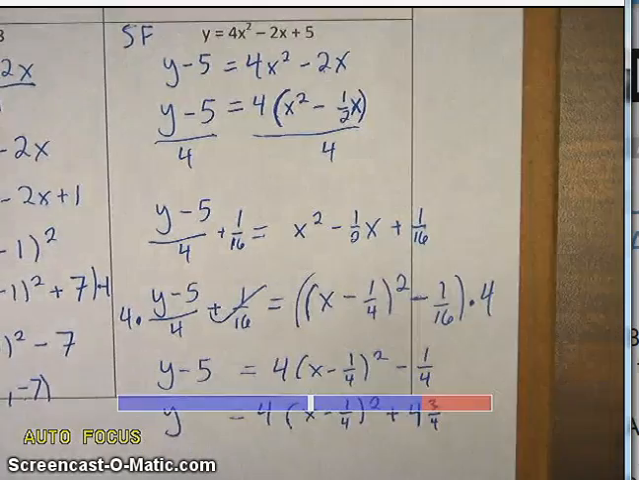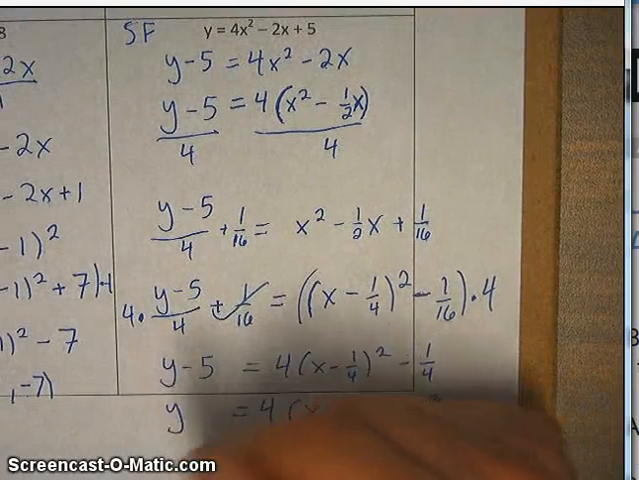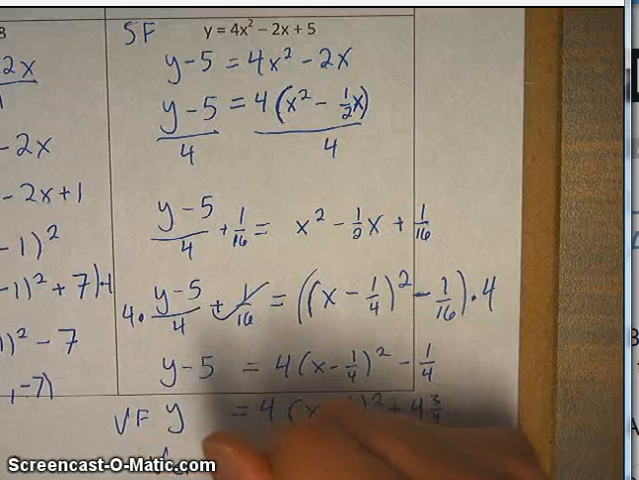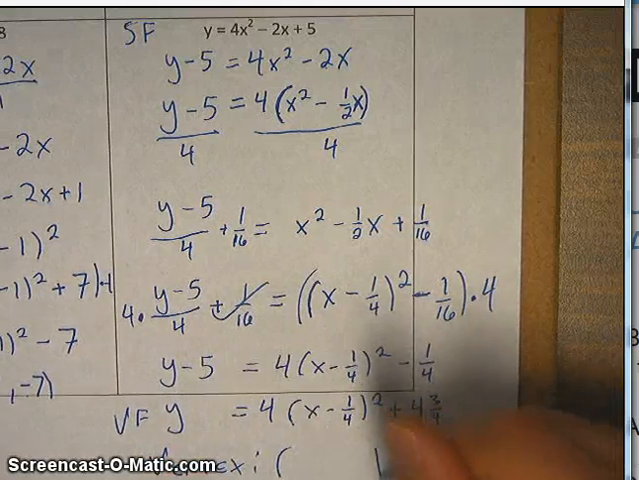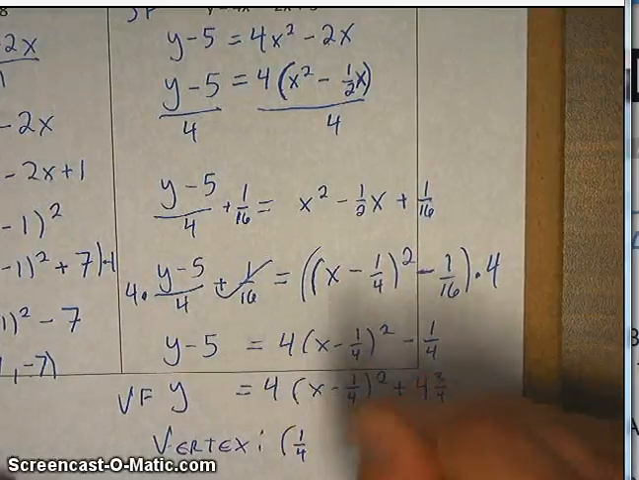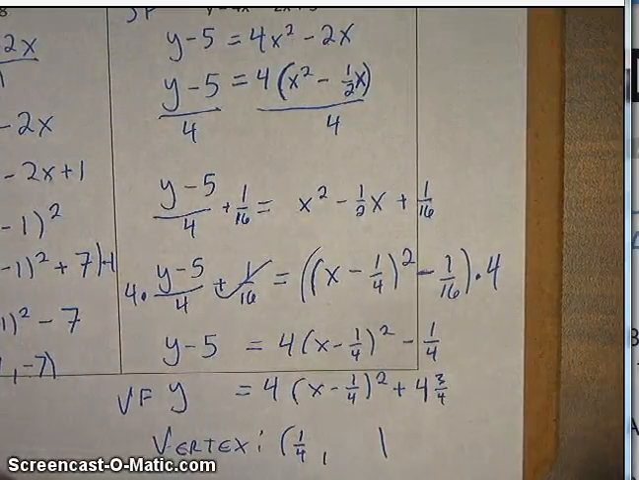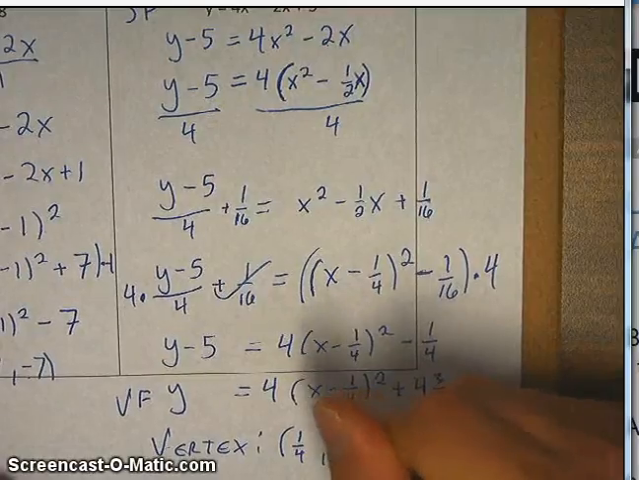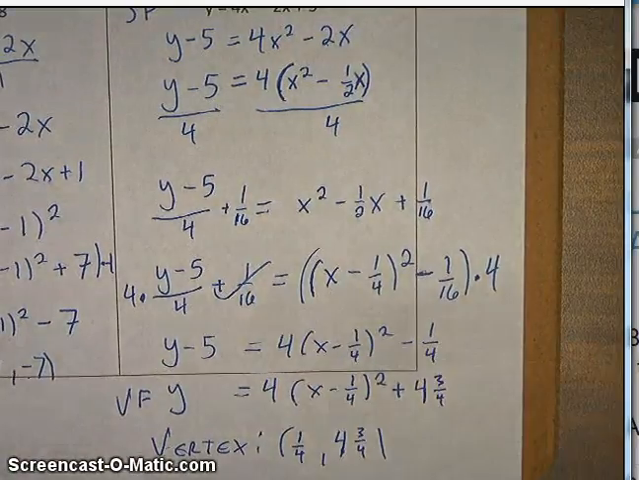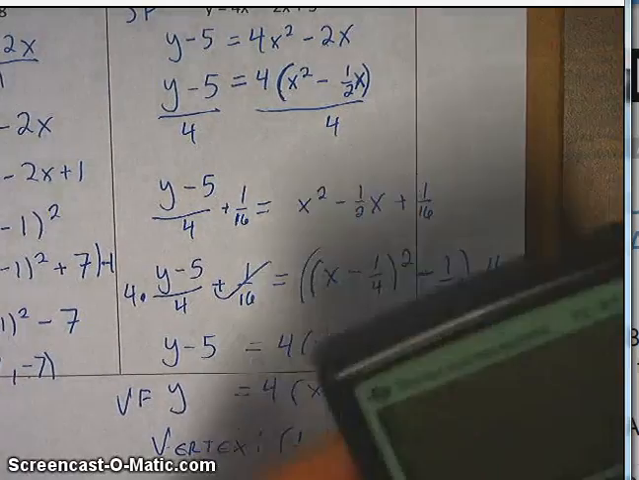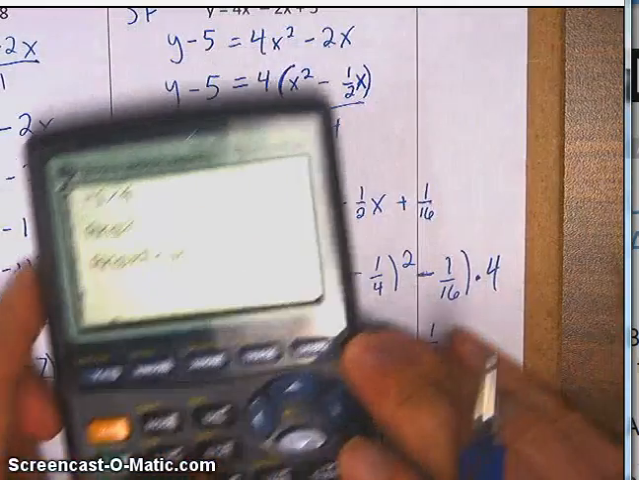So from this, now that I have it in vertex form, I can get the vertex, and it's simply positive 1/4, because inside the parentheses is counterintuitive, comma 4 3/4. And we should always double check it by graphing both of them. So I'm going to do that right now.